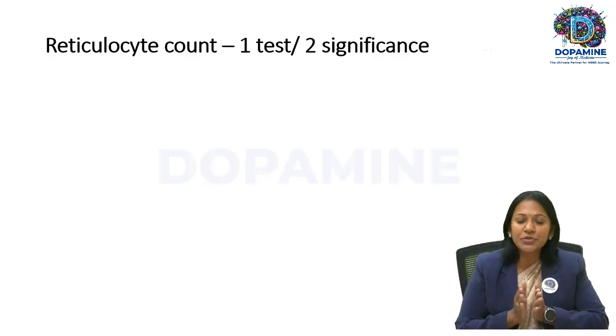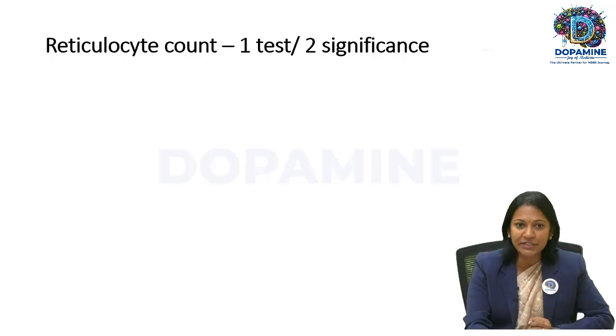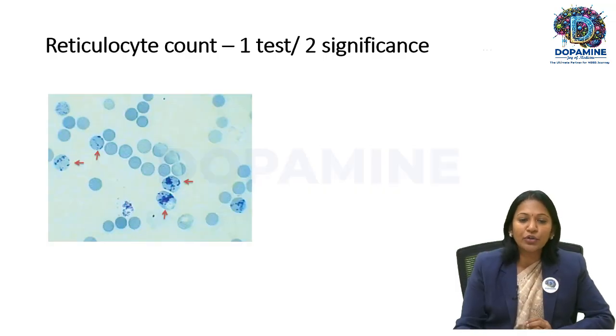It is a single test which has two significances. One is that it will help make a diagnosis of megaloblastic anemia. Number two, there is a therapeutic significance for this test as well. So reticulocyte count, you know, is done by supravital staining. So this is a new methylene blue staining.